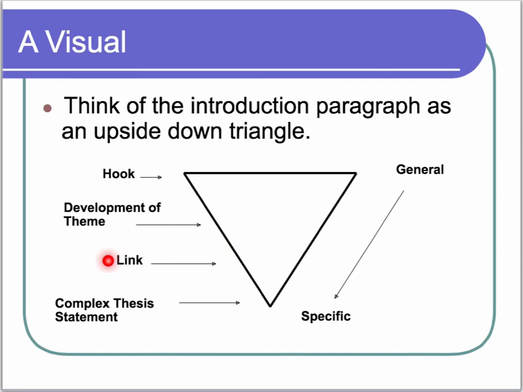Then it's going to have the link to the novel. That's where we get more specific. And then we're going to have our complex thesis statement, and that is the ultimate point we're making. And so that's the reason for the upside-down triangle. We go from broad, that general, all the way down to the specific point that we are making. So keeping that visual in mind will really help.